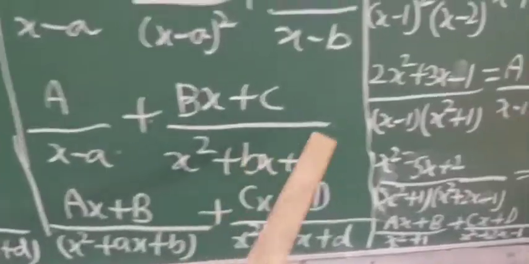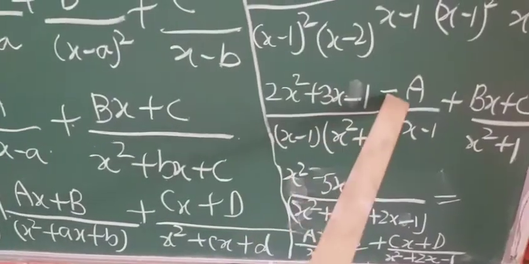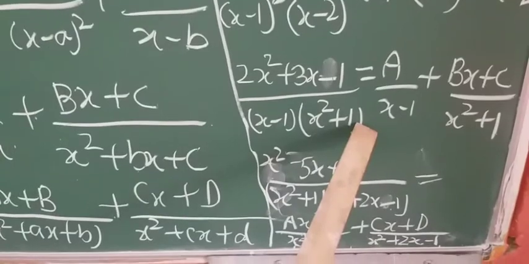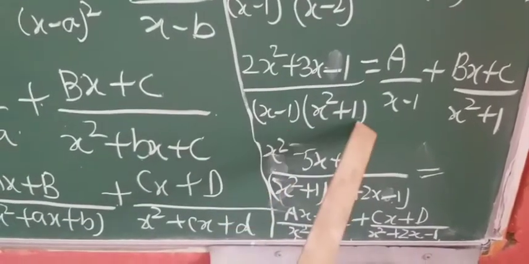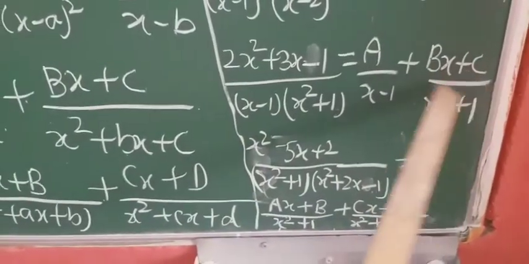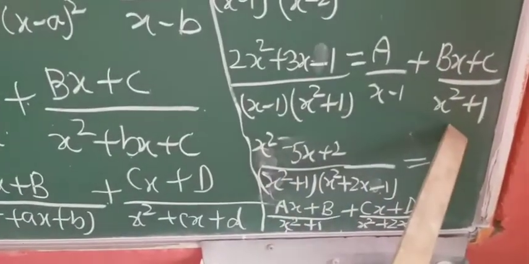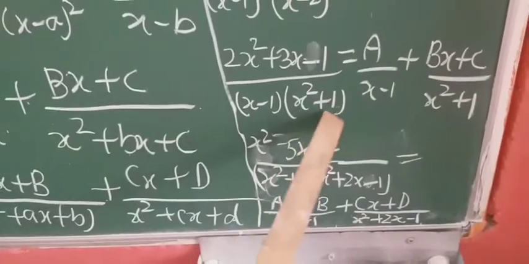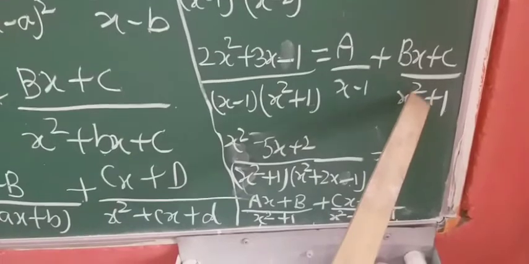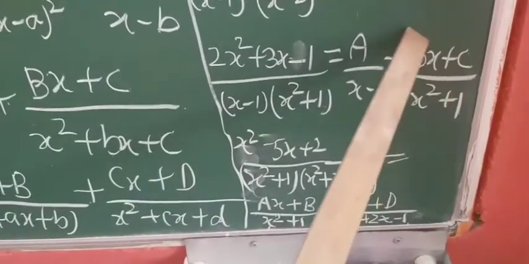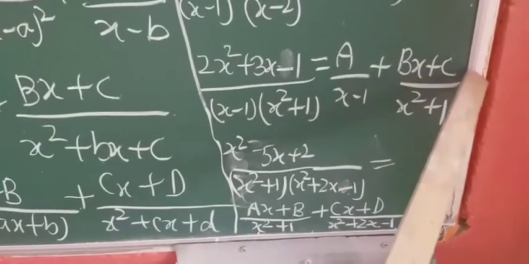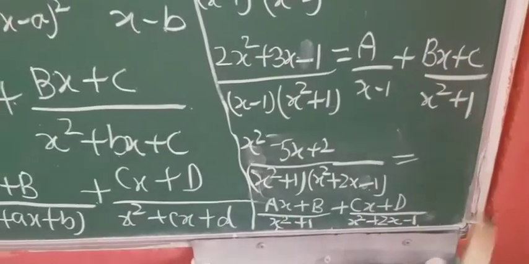Let us take one example. 2x square plus 3x minus 1 upon x minus 1, x square plus 1. So a upon x minus 1 plus bx plus c upon x square plus 1. Its degree is 2 and it cannot be factorized. So we will take degree 1 in the numerator for partial fraction. So it will be bx plus c upon x square plus 1.